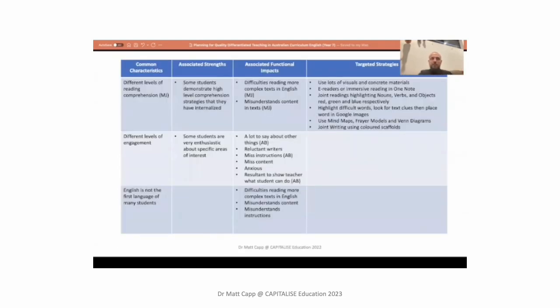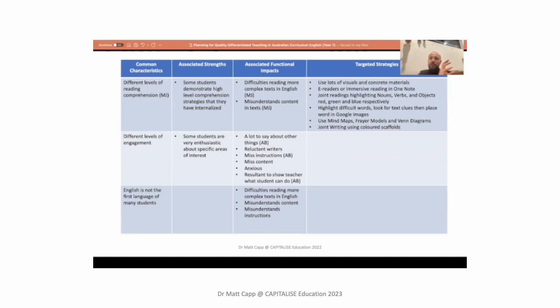So for students who have different levels of reading comprehension, some students demonstrate really high levels of comprehension, and other students struggle with more complex texts and misunderstand the content in those texts, we could use lots of visuals and concrete materials. We could use e-readers or immersive reading in OneNote. We could do joint readings, highlighting nouns, verbs, and objects in different colors. We could highlight difficult words in texts and then look for contextual clues within that text.